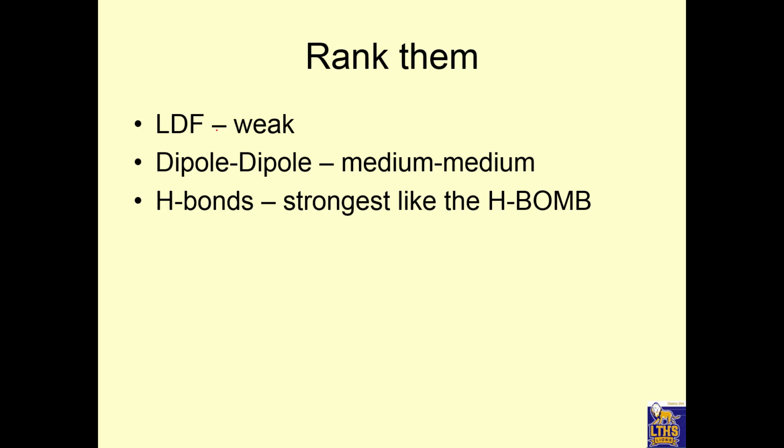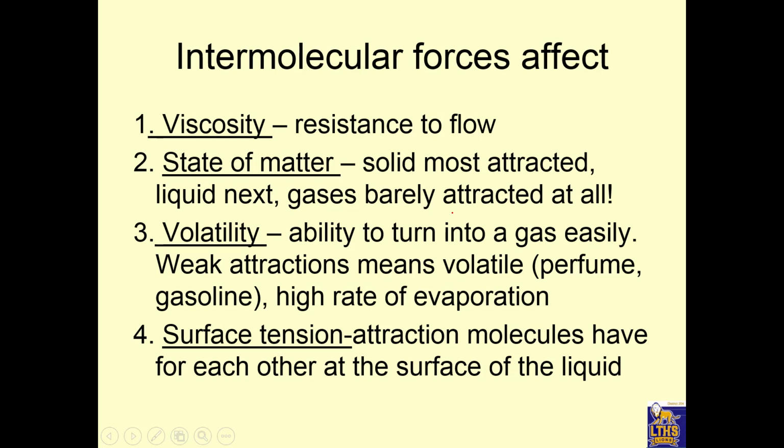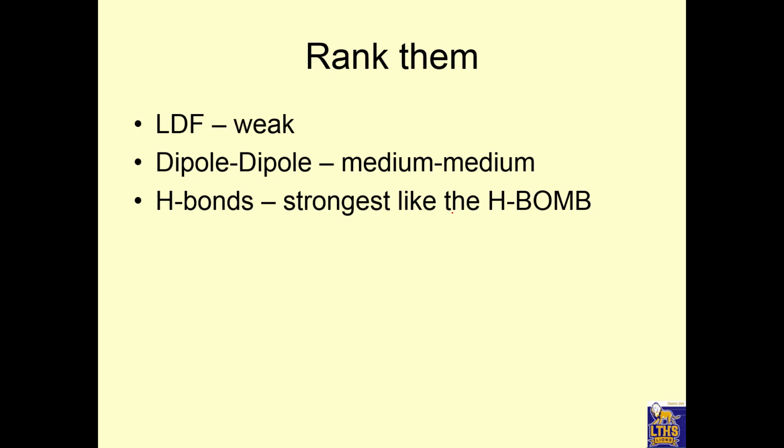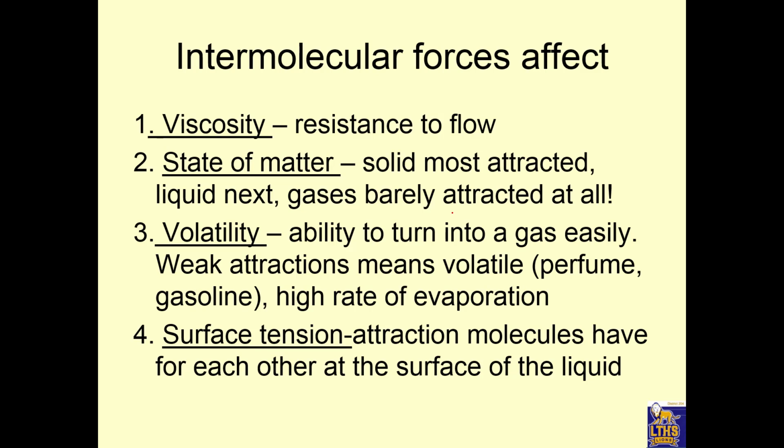Okay, so rank them. London dispersion forces are the weakest kind of intermolecular. Dipole, medium. Hydrogen bonding, strongest, linked H bond. Okay, but that was just for intermolecular forces. Remember that a covalent bond is stronger than all of those. Okay, so what happens because of these forces? Well, you got viscosity, resistance to flow. High intermolecular force means high viscosity.